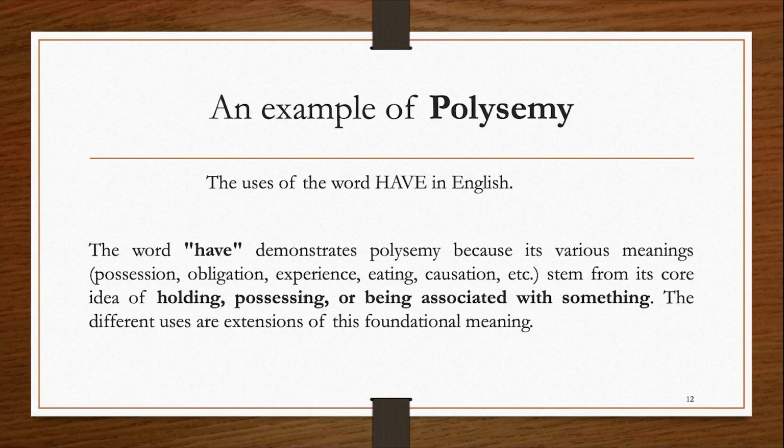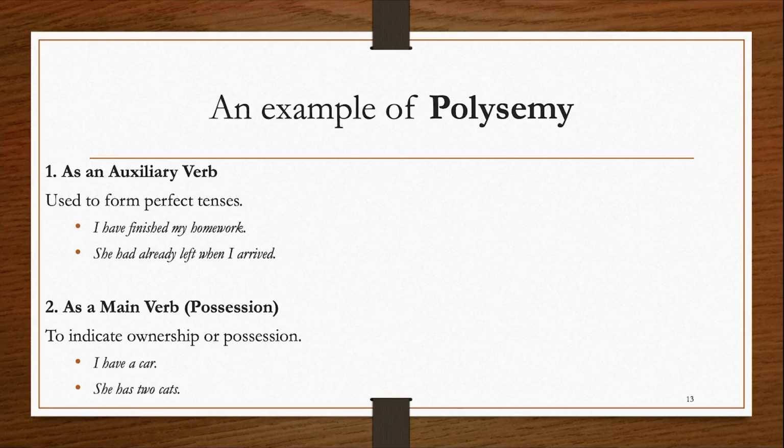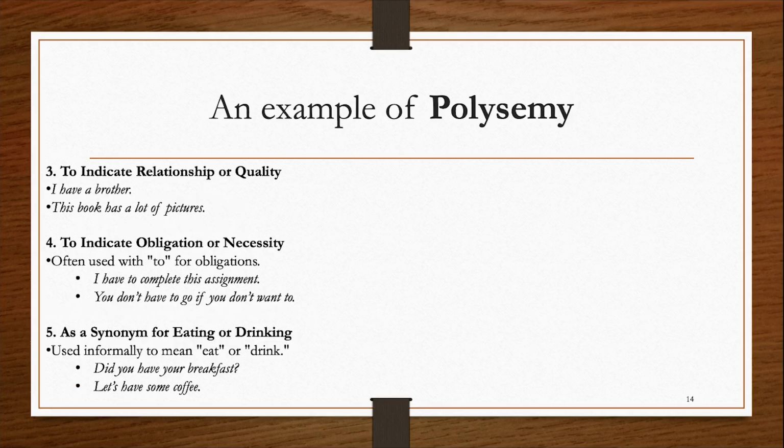Now, let's see what are the different meanings the word have carries. First, as an auxiliary verb used to form perfect tenses: I have finished my homework, she had already left when I arrived. Second, as a main verb, it shows possession, to indicate ownership: I have a car, she has 2 cats. Third, to indicate relationship or quality: I have a brother, this book has a lot of pictures.